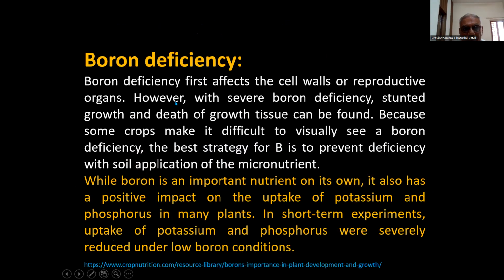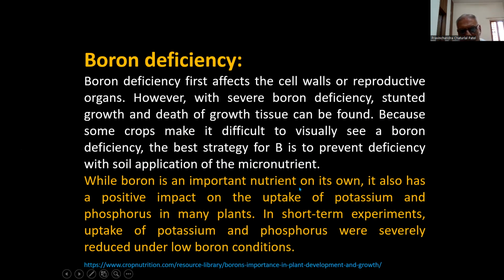Then boron deficiency. So boron deficiency first affects the cell wall or reproductive organ. However, with severe boron deficiency, stunted growth and death of growth tissue can be found, because in some crops it is difficult to visually see a boron deficiency. The best strategy for boron is to prevent deficiency with soil application of the micronutrient.